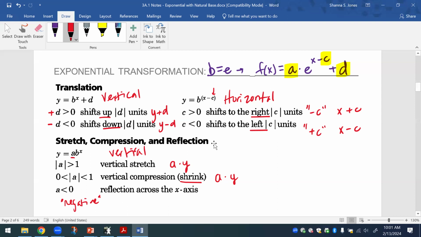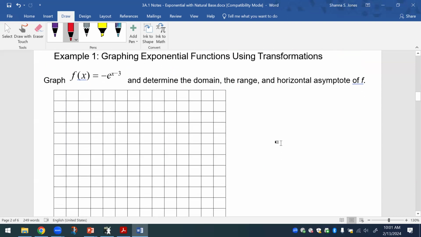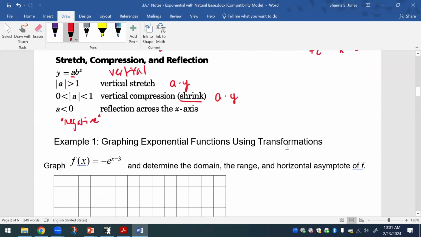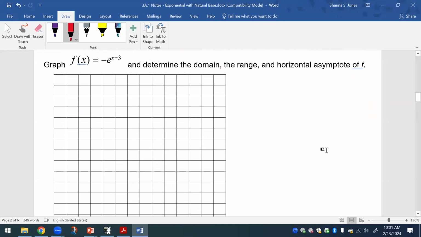Okay, so with these rules in mind, we're going to explain what took place to this function. We have f of x equals negative e to the x minus 3. We're going to describe what took place to this function. All right, so we have 3 transformation variables: we have a, we have c, and we have d.